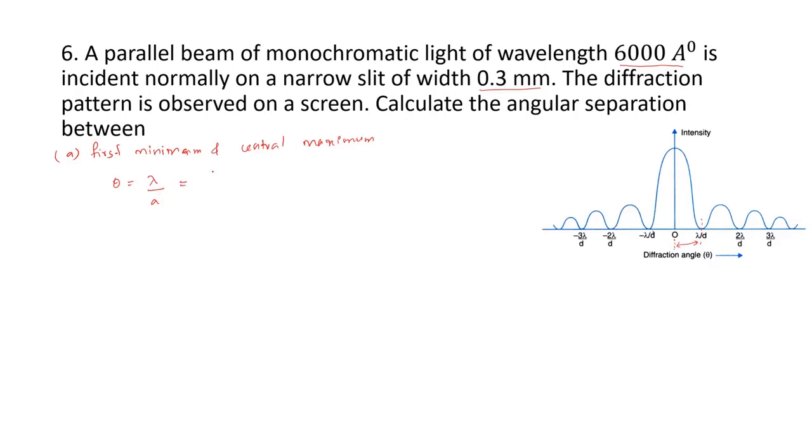You already have the values: 6000 into 10 to the power negative 10 divided by 0.3 into 10 to the power negative 3. The answer you observe will be in radians. Now question number B. And the answer is 2 into 10 to the power negative 3 radians. The question B is first maxima.